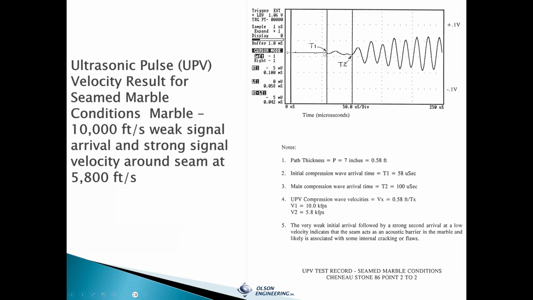So there was a very weak signal at 10,000 foot per second at that time. It went around this marble seam, kind of a crack, and showed up as a more rhythmic signal of that ultrasound, the 50 kilohertz signal, at 5,800 feet per second. So this was showing seaming.